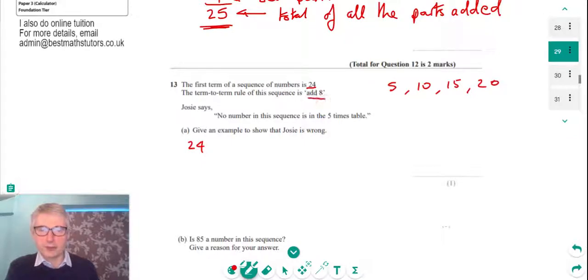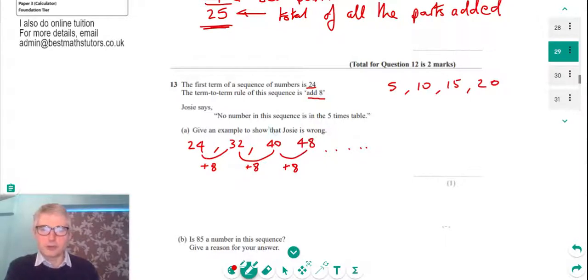So if we do that, we could see that if we added 8 to the 24, that would give us the next term in the sequence, which would be 32. And we could continue from that. We could add 8 again, and we would get 40, add 8 again, and we'd get 48, etc. And we could keep on going forever.